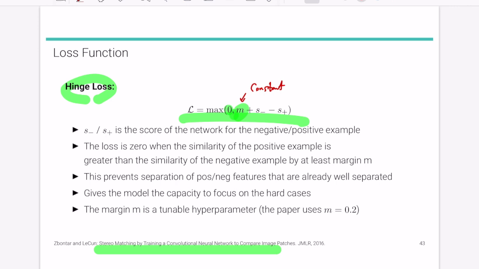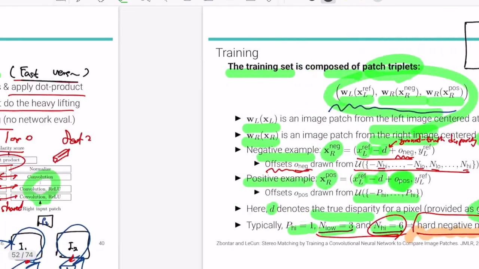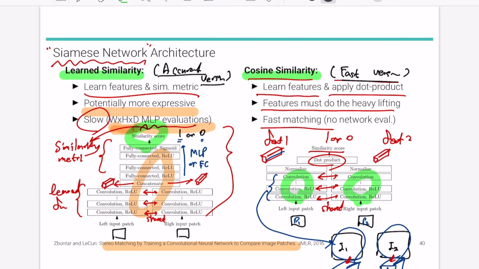S minus is the score of the network for the negative example. S plus is the score of the network for the positive example. So S minus and S plus are the outputs of the network for the negative case and the positive case.